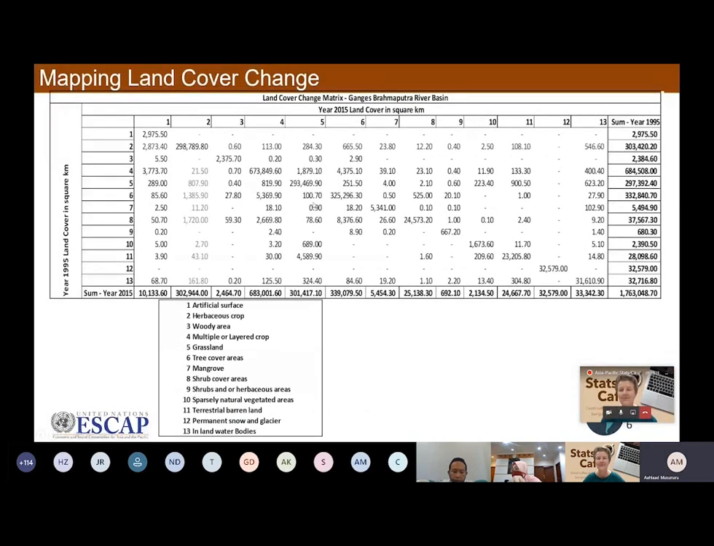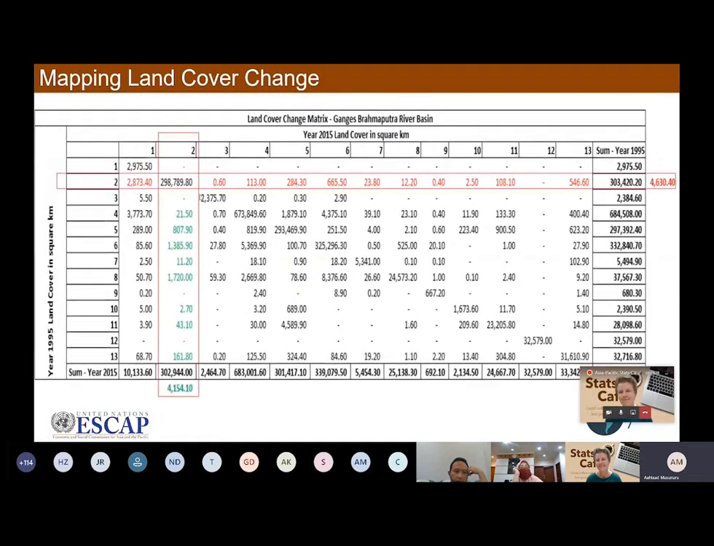This is the land transition matrix. This is the metadata information for each land cover. We can see a clear transition difference from 1995 to 2015, how this land cover was changing. And here, these are the herbaceous crops, and these herbaceous crops were taken by urbanization, increasing population and rapid urban growth. It took around 2873 square kilometers from these herbaceous crops, and even herbaceous crops were taken from other land cover classes like wood crops and forest areas.